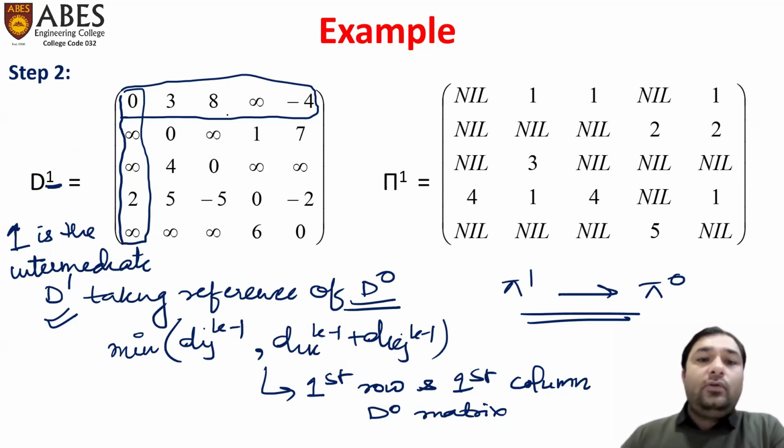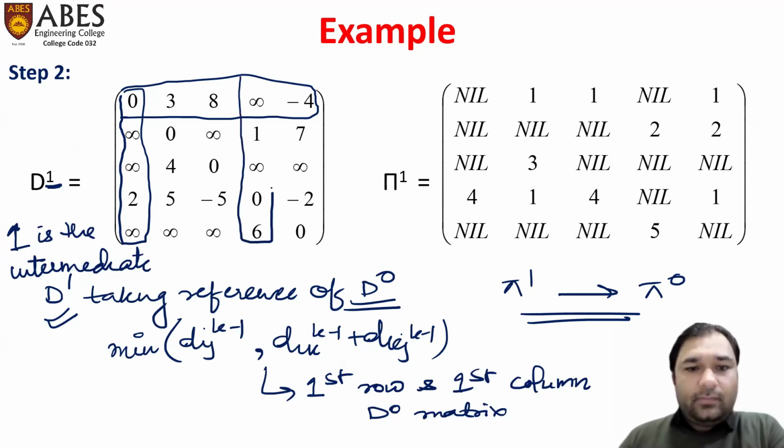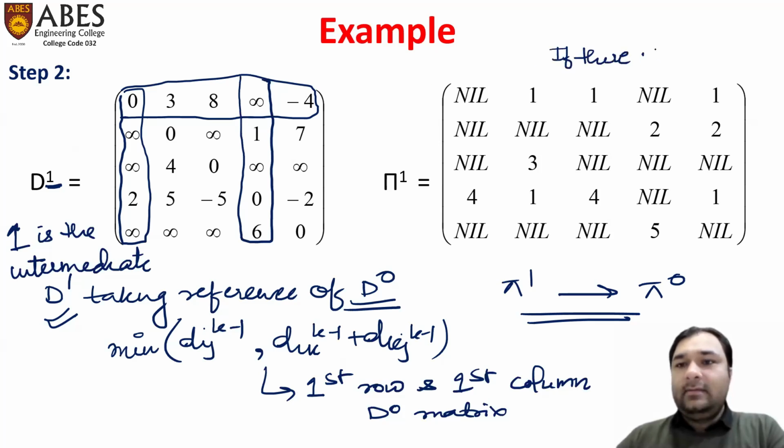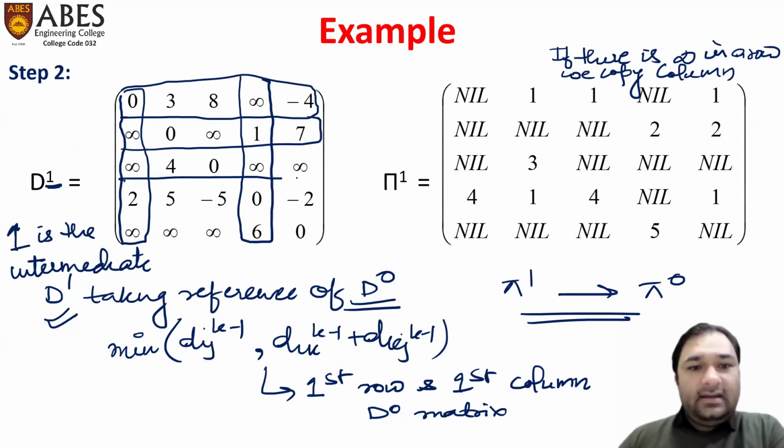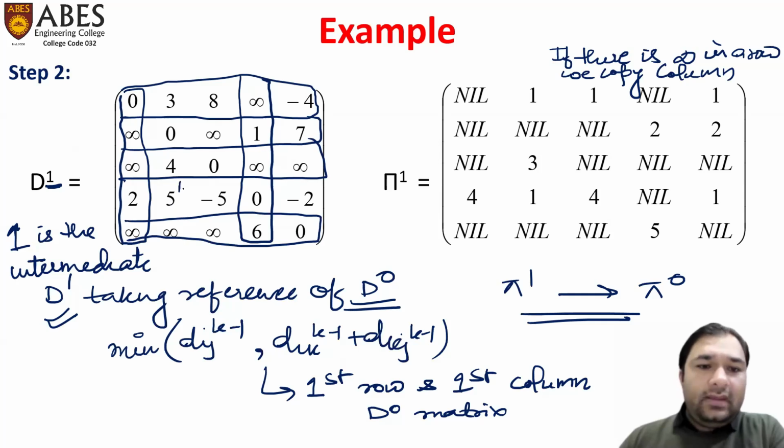After doing this, if there is any infinity in the row, we copy that corresponding column from D naught. If there is infinity in a row, we copy the column. Right? If there is an infinity in a column, we copy that row. Now, we have to compute these three values.